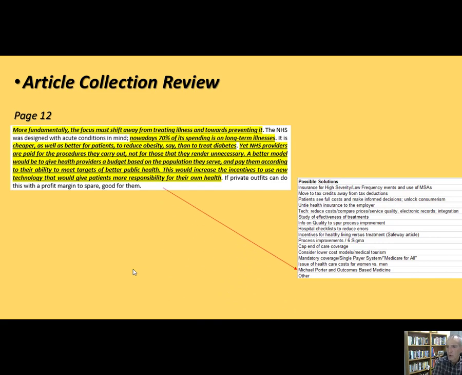This will come back. We're going to very much see this issue brought up with Michael Porter, and that's what he calls outcomes-based medicine. It's real exciting, but can it actually work?